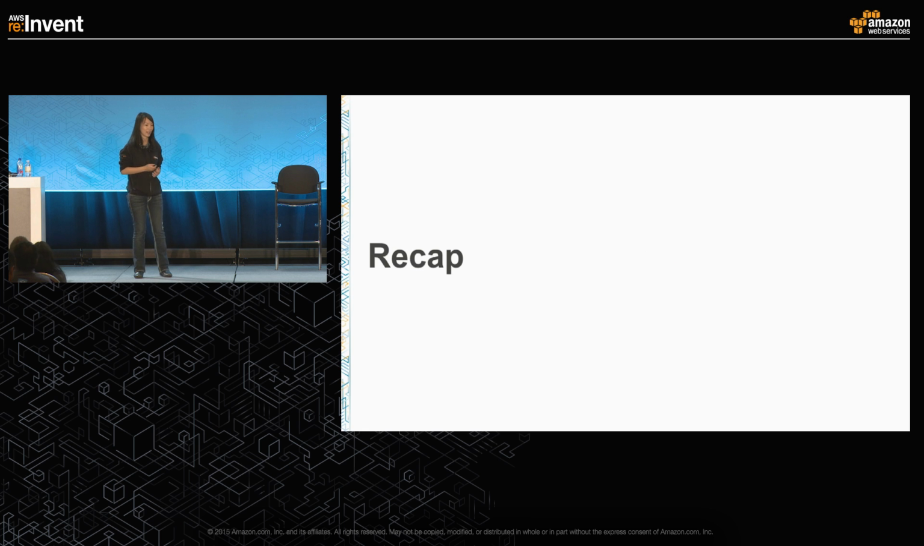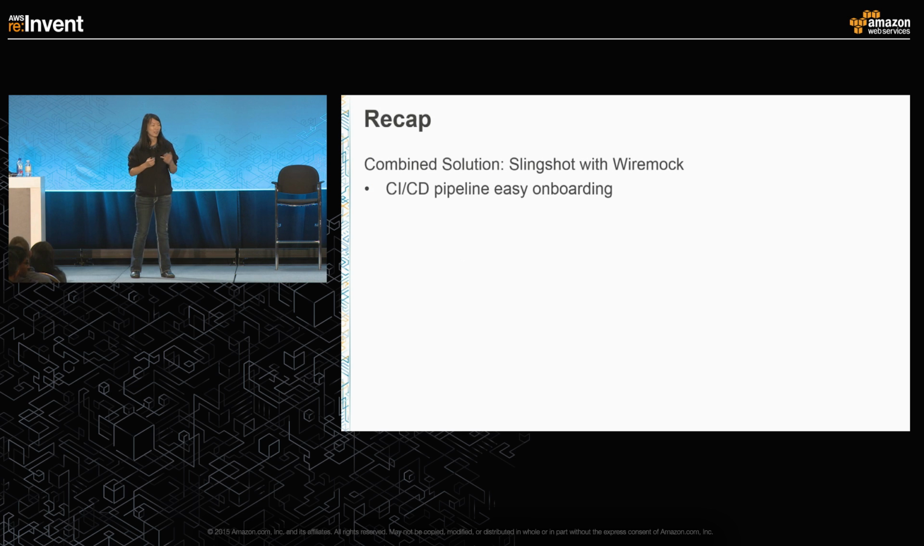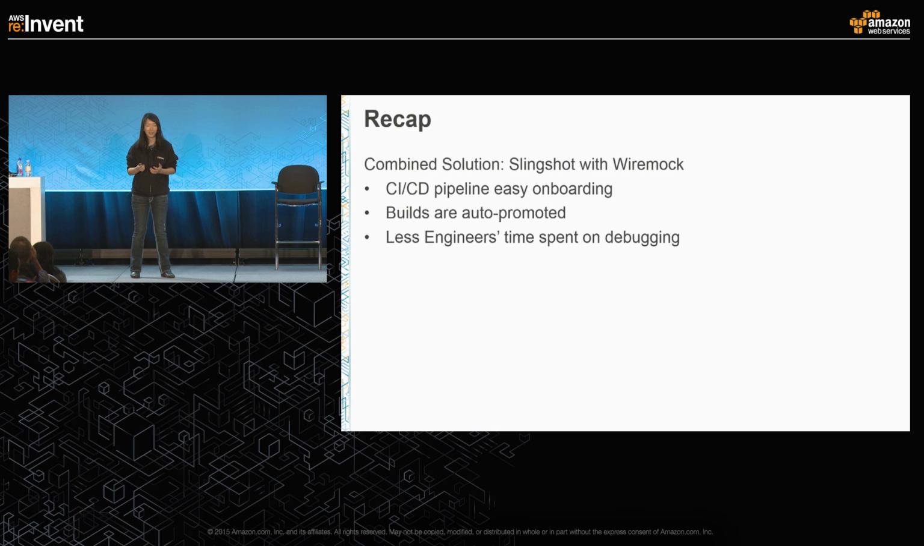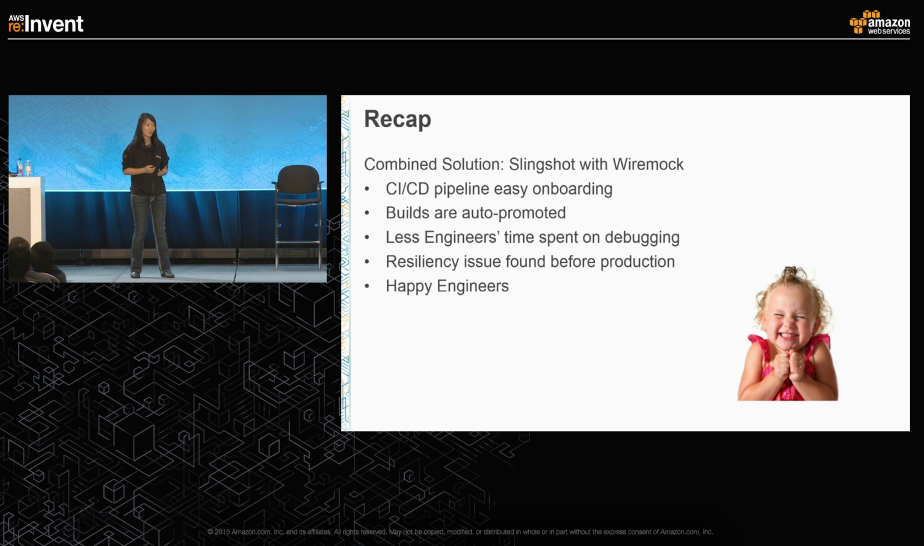So now I want to do a quick recap. The combined solution of Slingshot and Wiremock is just tremendous. We have a simple CI/CD pipeline onboarding, and our builds are automatically promoted with a test pass. We spend less engineers' time on unnecessary debugging, and we found a resiliency issue before production. We have better customer experience, and we're happy engineers. Most things are automated. You spend less time debugging and less time in production firefighting. How can they not be happy? I'm happy.